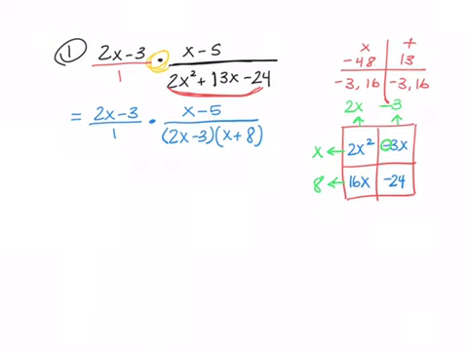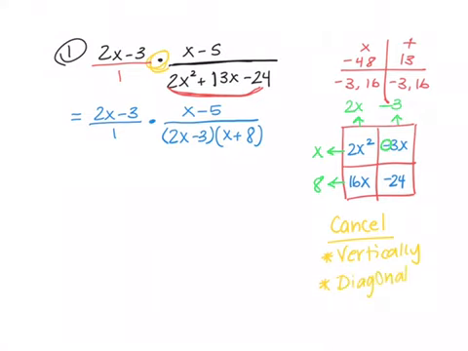Now, remember that when you are looking for things that you can cancel out, you are allowed to cancel vertically, which means up and down, or diagonally.